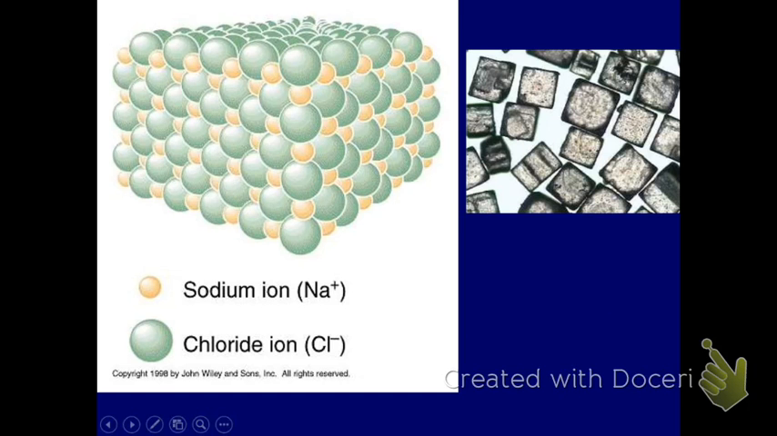So here is the regular repeating crystalline structure of sodium chloride. You can see it is geometric. It is very square shaped.